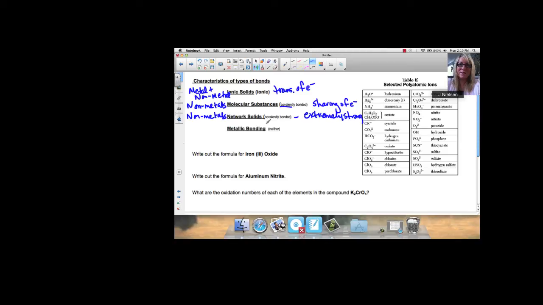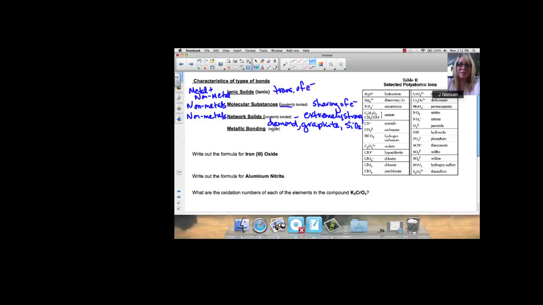Some examples are diamond, graphite, which are both carbon. So they're both allotropes of one another, which means that they are made up of the same thing, but they're arranged differently, so they have different chemical and physical properties. And SiO2, which is quartz or sand, is another one.